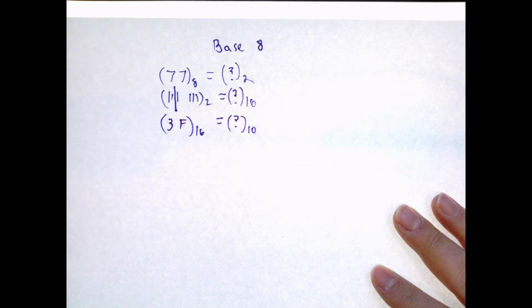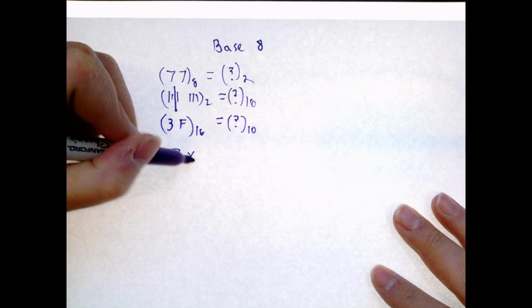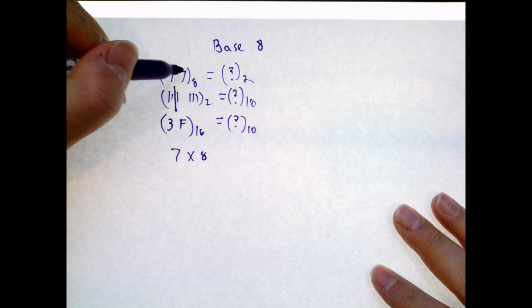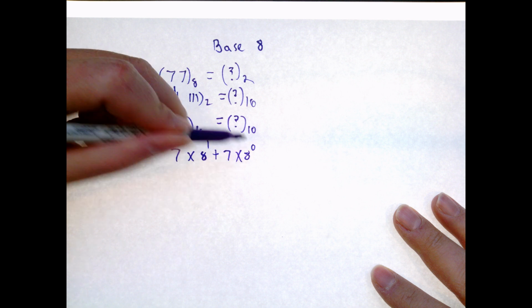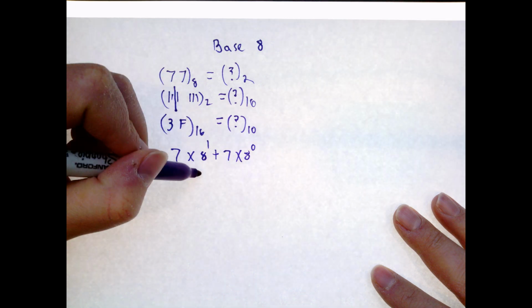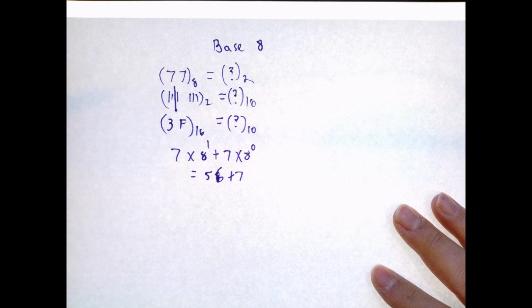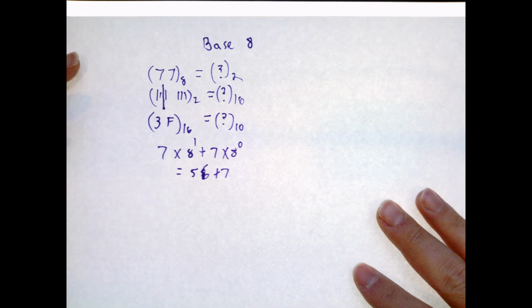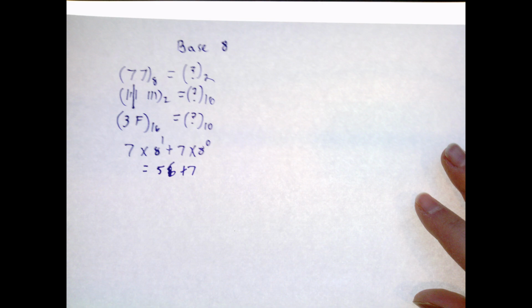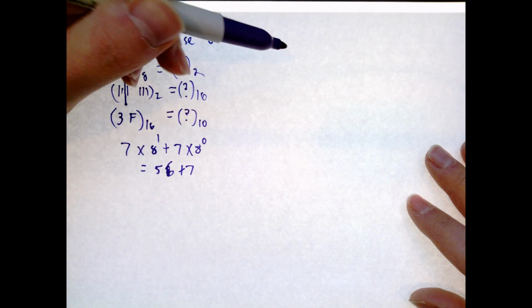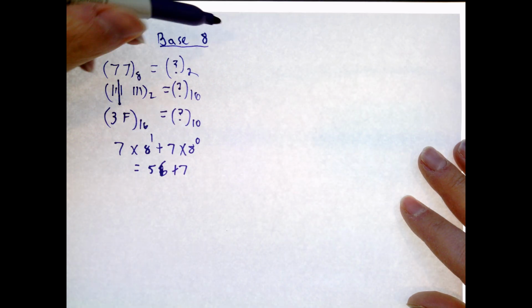That's base 10. Well, then the answer must be 7 times 8, which is the base, raised to the 1 power, plus 7 times 8 raised to the 0 power, which is equal to 56 plus 7. And suppose somebody comes along and says, okay, that's very nice. Suppose I have a binary number and I want to convert it to base 8. So we start with binary, we want to convert to base 8.